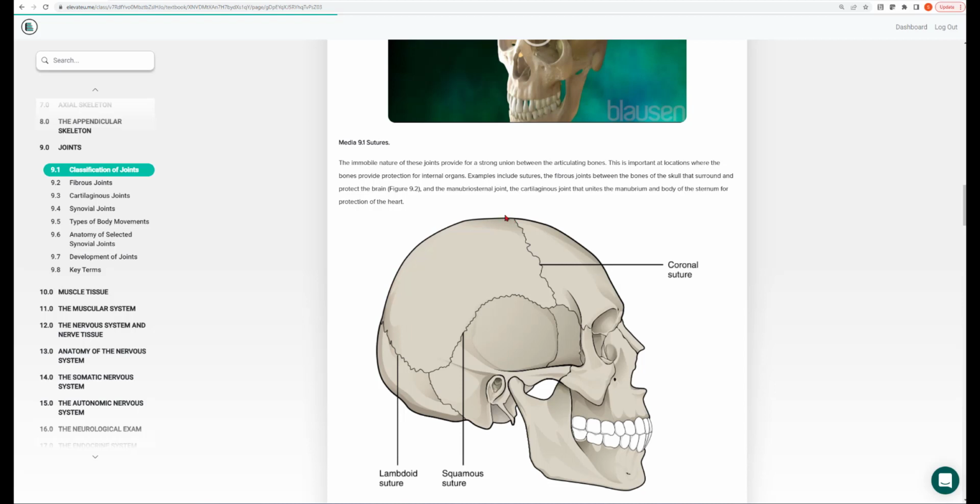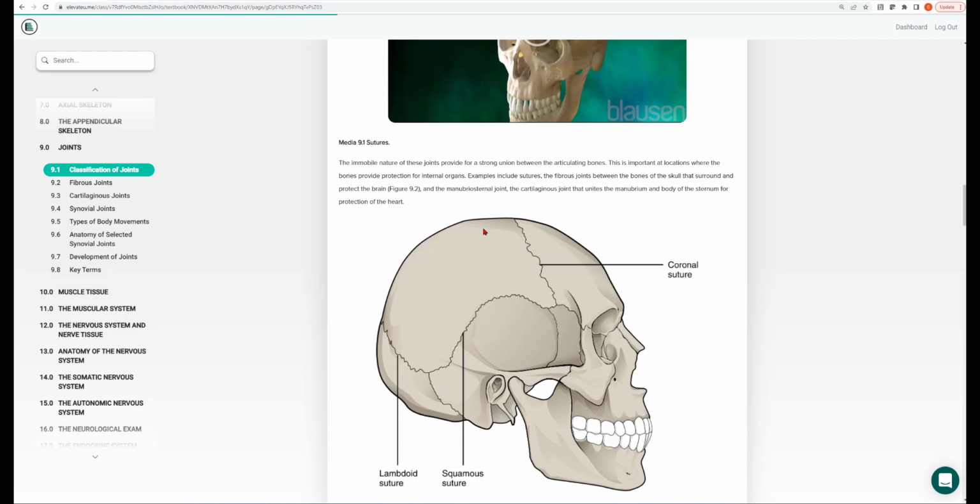And you know that across the top of the skull there is a suture which connects the two parietal bones to each other. So your sutures, touch your skull, are not moving. So these are immovable joints, okay? And so the sutures are a great example of synarthrosis.